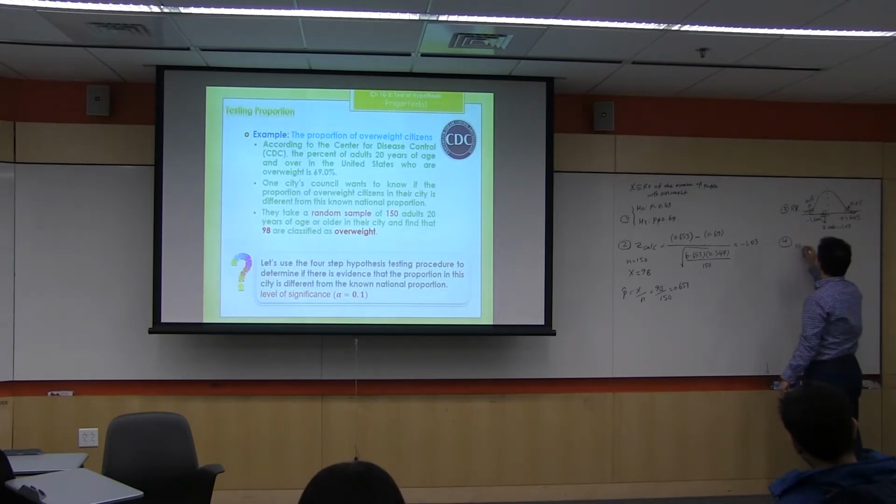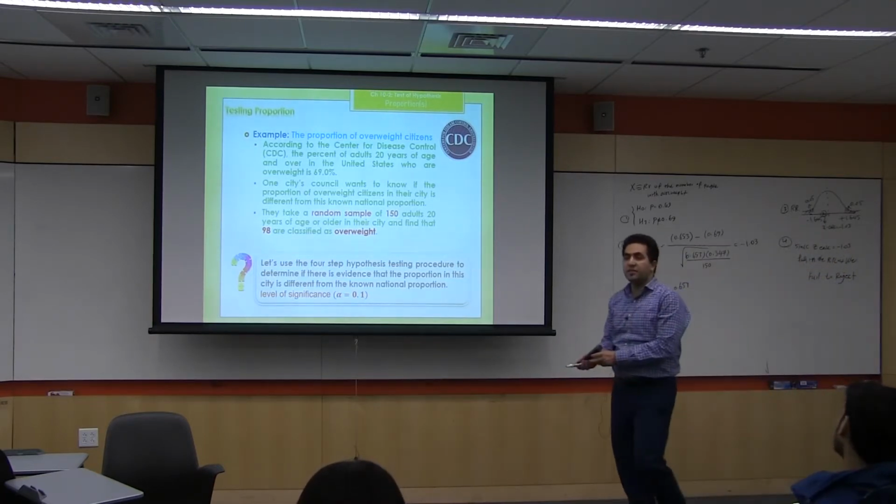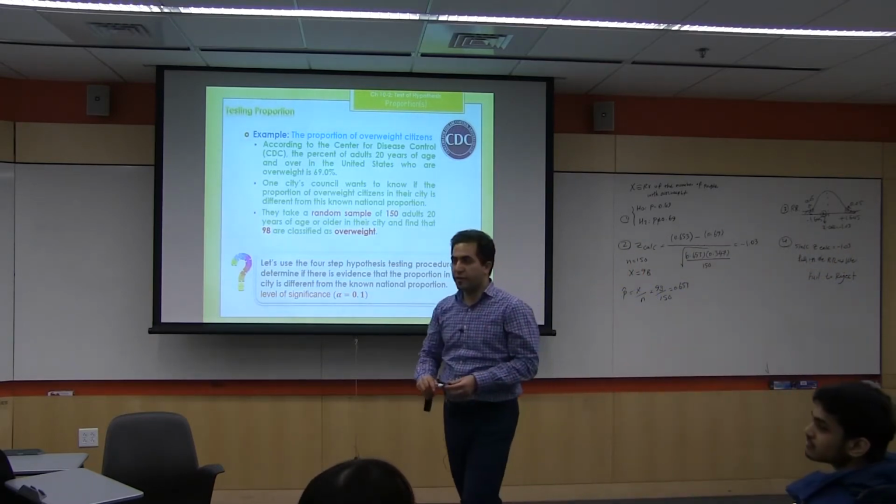So since Z-calc equals negative 1.03 falls outside the rejection region, we fail to reject, meaning that the city has the same overweight rate as the US national overweight rate.